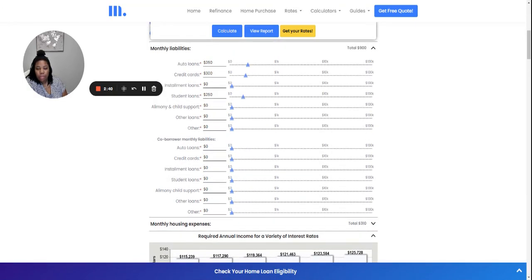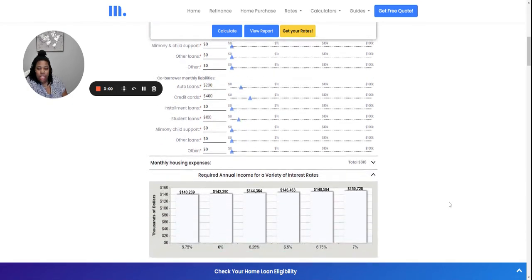So if two people are applying, let's say this other person has a car note, but their car note is only $200 a month, but their credit cards, they're paying $400 a month. Student loans, they haven't paid back, but the note's low, let's say $150 a month. So it shows you the annual income for a variety of interest rates. Where I put us at 5.75, it shows that earned income would need to be $140,000 a year, and that would be between all of the people who are going on the loan.